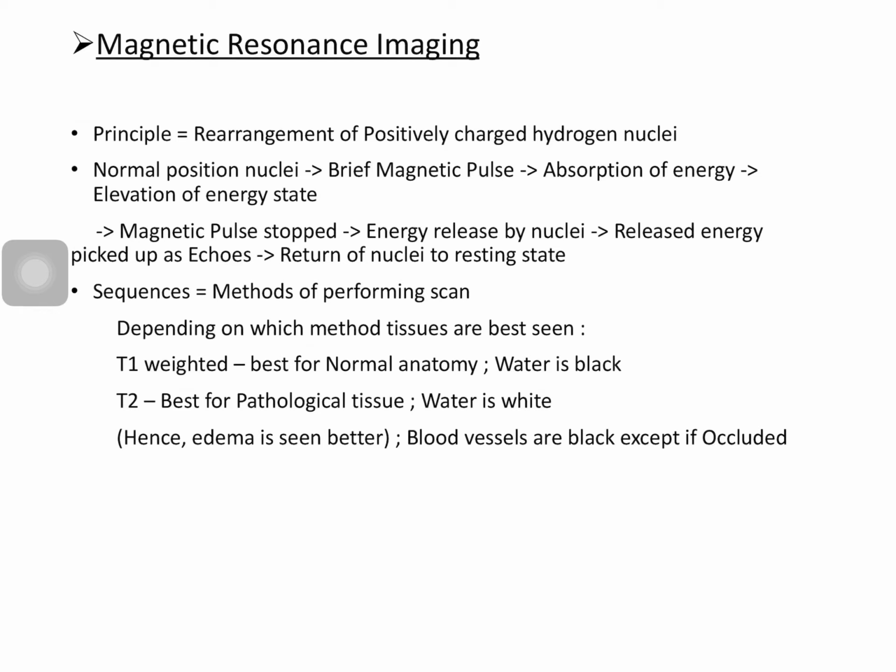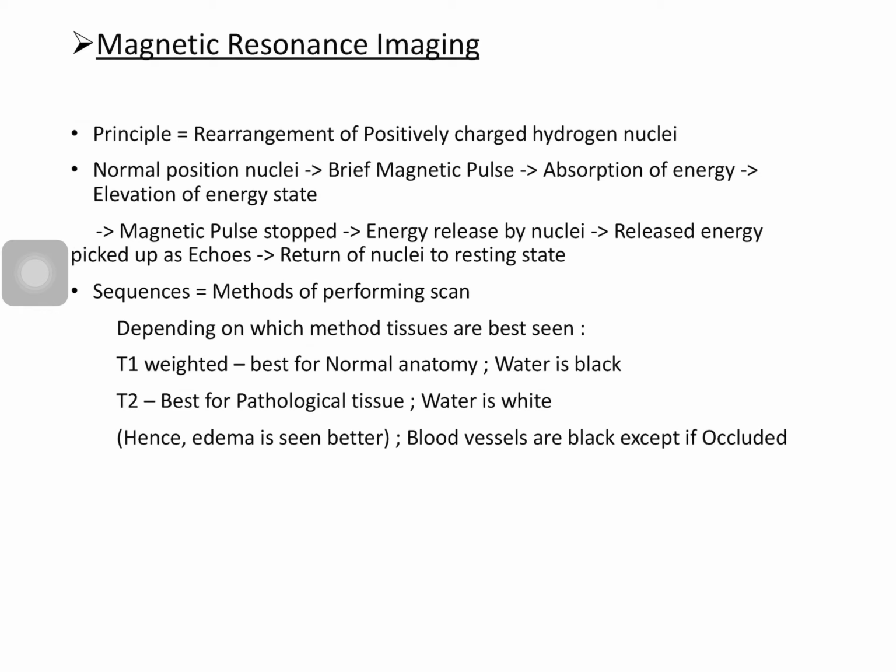Once you stop the magnetic pulse, these cells have to come back to their resting state. So this energy has to be released by the nuclei. Once this energy is released, it is picked up by the magnetic resonance imaging machine as an echo. And depending on how dense the tissue is, the echoes will vary, and consequently an image can be constructed. Two basic methods how you can perform an MRI scan. It depends on which scan the tissue is best seen. So either it can be a T1 weighted image or a T2 weighted image.